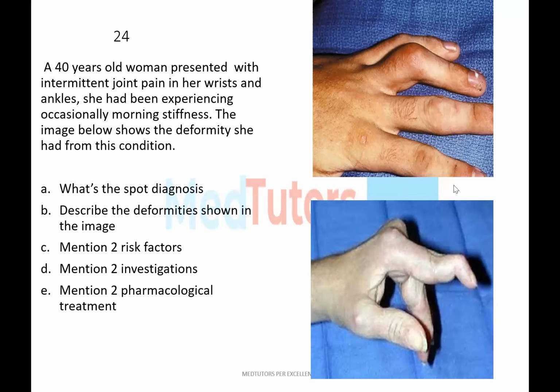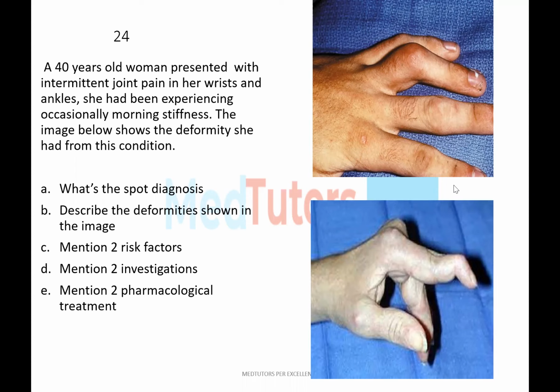So two risk factors for rheumatoid arthritis. Female gender. Yes. What else? Smoking. Exactly. Other autoimmune disease could also be a risk factor, but essentially female gender and smoking.